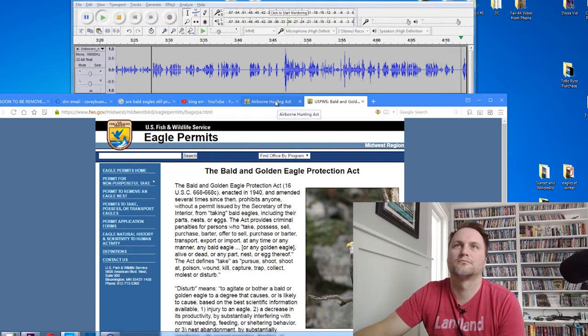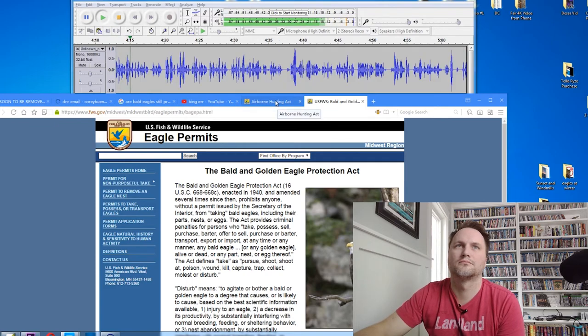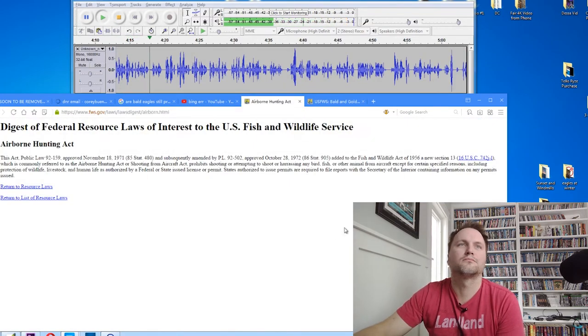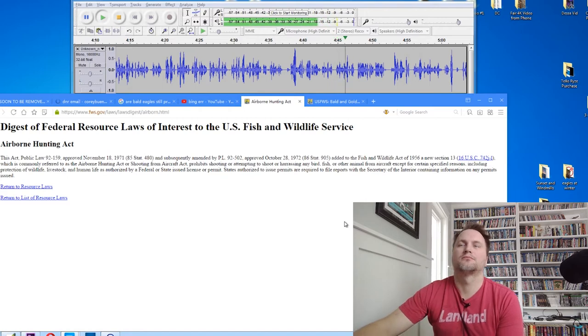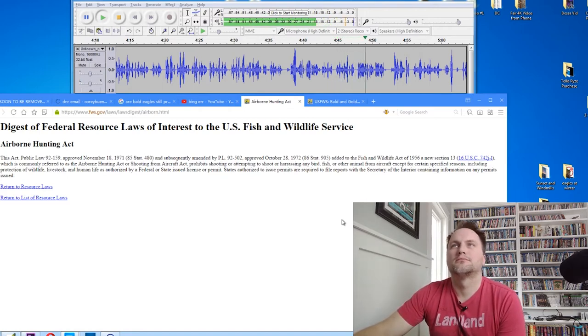Fair enough. So the first one is the Airborne Hunting Act. That's 16 U.S. Code 742j-1. Essentially the way that one reads is prohibitions, any person who, and I'll skip down to subsection A2, uses an aircraft to harass any bird, fish, or other animal, and then it goes on to read some more. Under that, an aircraft is defined as any contrivance used for flight in the air. So drones do fall under that qualification. And even though it's called the Hunting Act, it doesn't matter if you're not hunting.